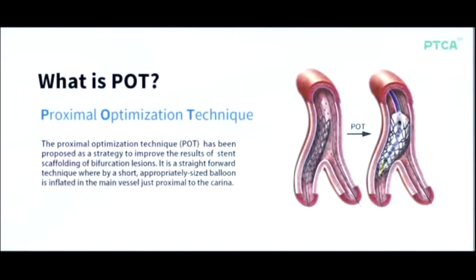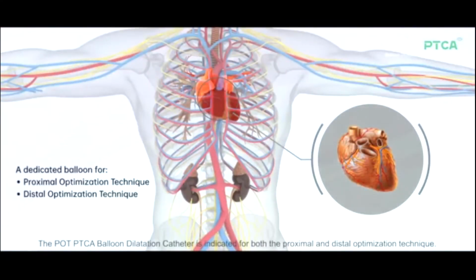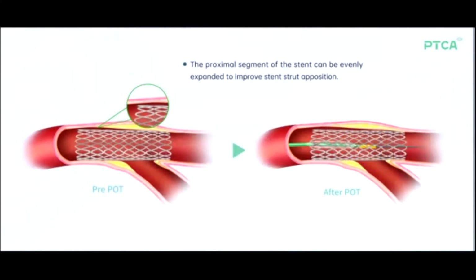What is POT? The proximal optimization technique, POT, has been proposed as a strategy to improve the results of stent scaffolding of bifurcation lesions. It is a straightforward technique whereby a short, appropriately sized balloon is inflated in the main vessel just proximal to the carina. The POT PTCA balloon dilatation catheter is indicated for both the proximal and distal optimization technique. The proximal segment of the stent can be evenly expanded to improve stent strut apposition.